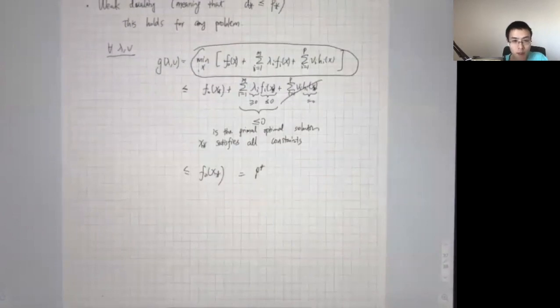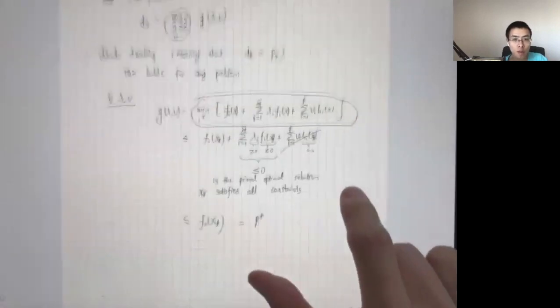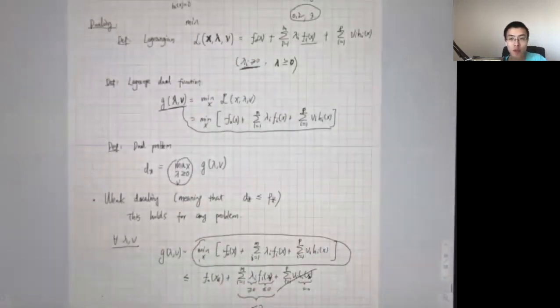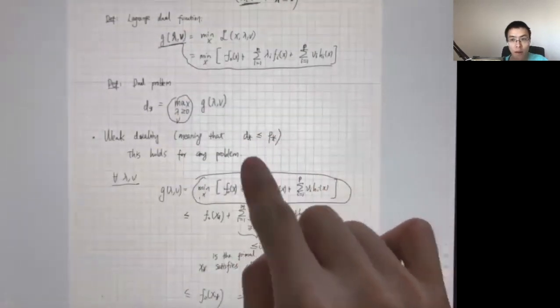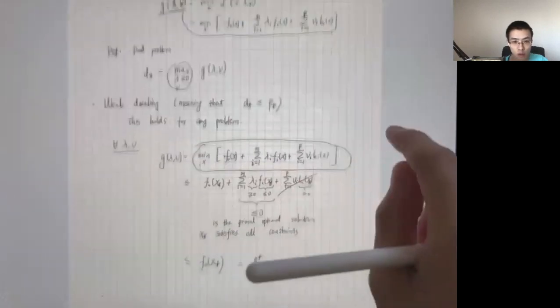Okay, so this is the weak duality. It just says for any optimization problem, the dual optimal value would be less than or equal to the primal optimum value. And this difference is sometimes known as the duality gap, the gap between the primal and the dual, right?